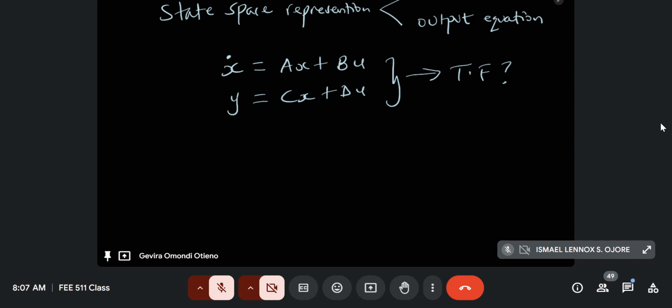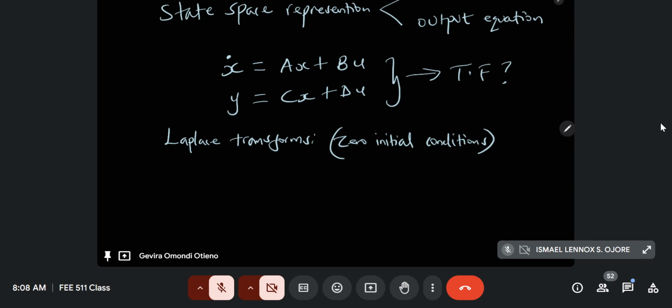Okay? And the way to go about that is you take Laplace transforms of the state space representation. And when we're taking Laplace transforms here, because we don't know the initial conditions of the system, we usually just assume that the initial conditions are zero. So we always assume that we have zero initial conditions.